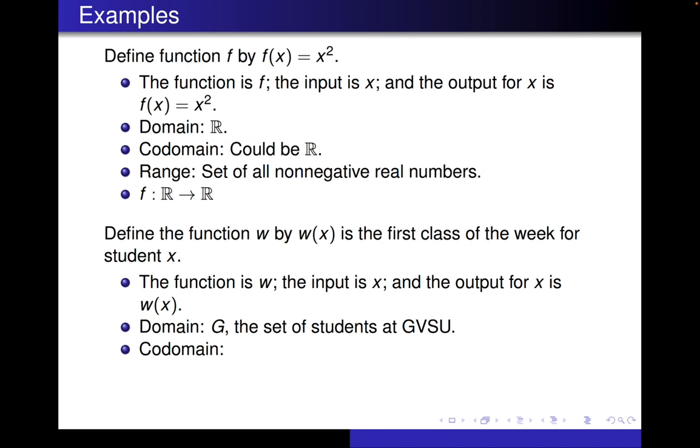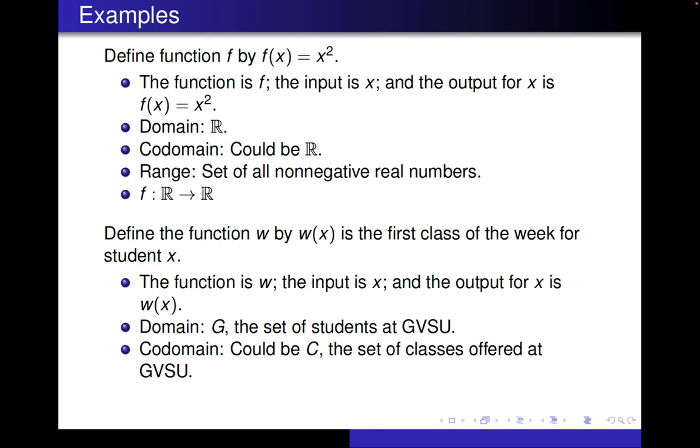Codomain. Well, let's see. The codomain is the first class of the week for the student x. They're students at GVSU. They're taking class at GVSU, right? So we could call it C, the set of classes offered at GVSU. Because if I have a student at GVSU and their output is going to be their first class of the week, that class is going to be one of the classes offered at GVSU.